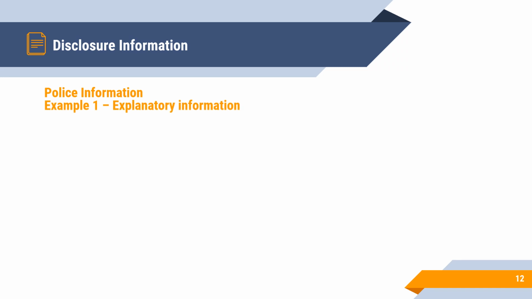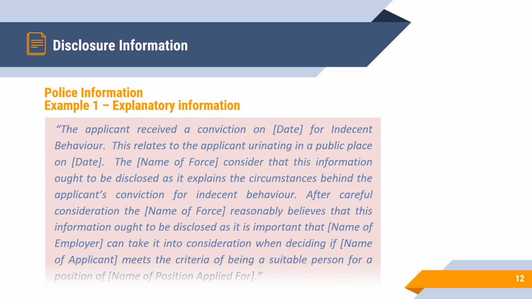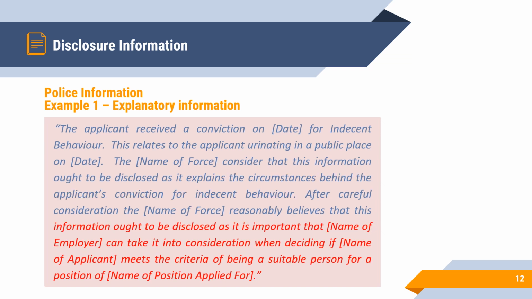An example of this explanatory information might read something like that displayed on screen. Here we can see that the applicant has a conviction for indecent behaviour, and police have provided further information providing context that this relates to urinating in a public place. Police have disclosed this to explain the circumstances behind the applicant's conviction. Police have added that they have disclosed this information as they believe it is relevant and important that the employer takes it into account in considering whether or not to recruit the individual.